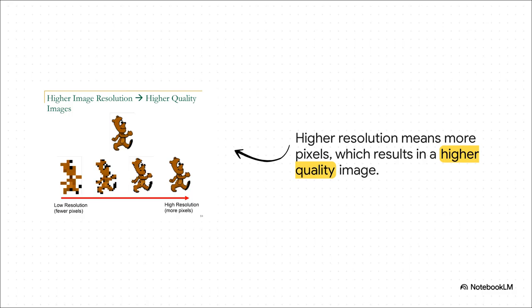So why do we care so much about resolution? Well, look at this. An image with fewer pixels on the left looks all blocky and blurry. That's low resolution. But when you pack in a ton more pixels, like the image on the right, everything becomes sharp, crisp, and full of detail. The takeaway here is super simple. More pixels means a better looking picture.